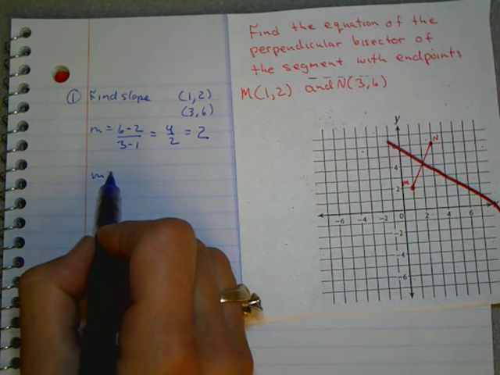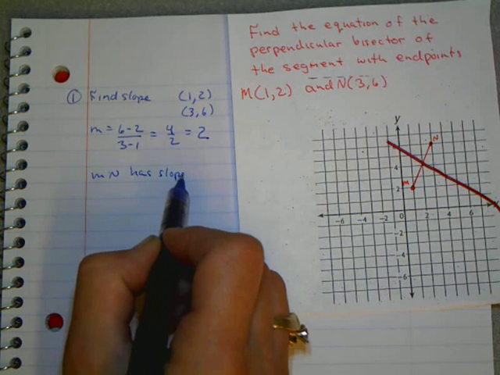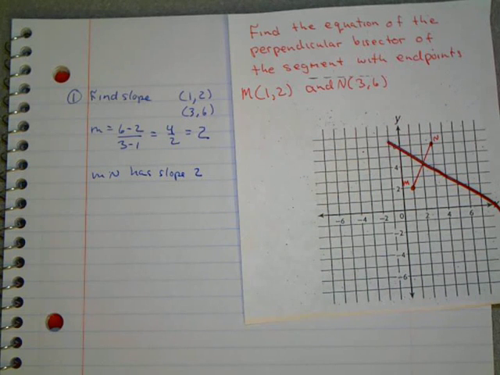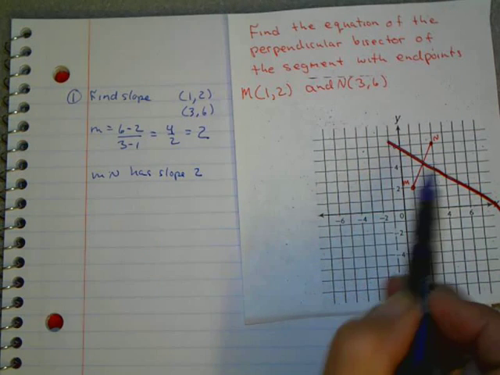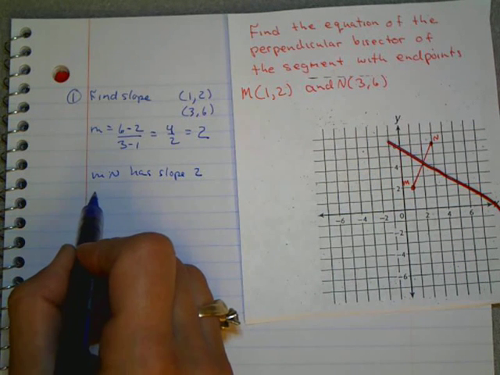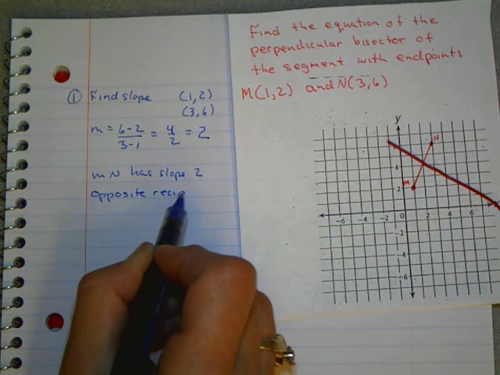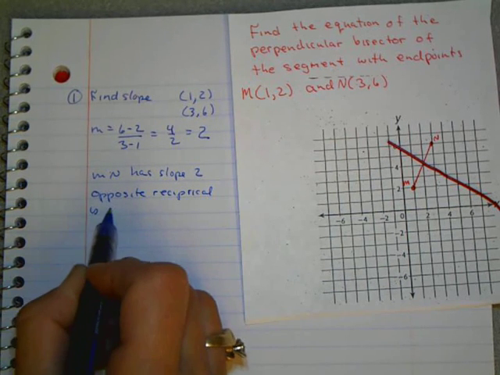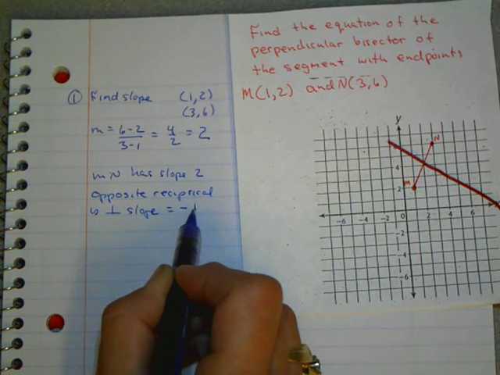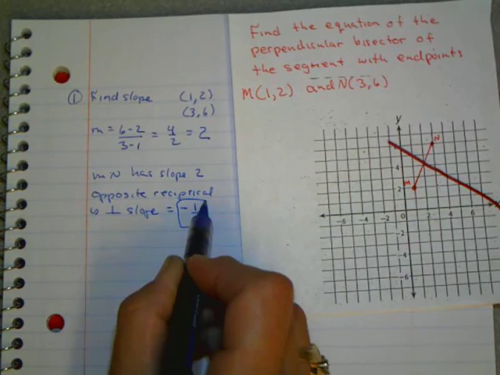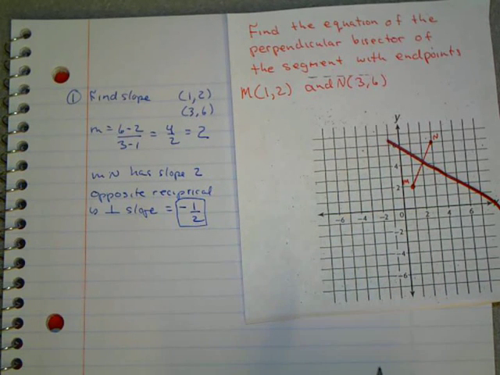That's the slope of MN. I want the perpendicular slope. So to find the slope of the line that I'm looking for, I'm going to have to take the opposite reciprocal. And that's going to give me negative 1/2. That's going to be the slope of this line that we're looking for, this perpendicular bisector.